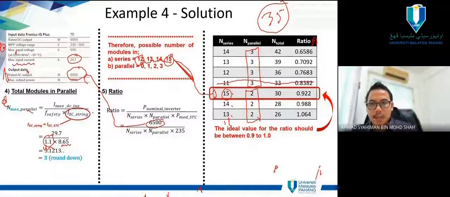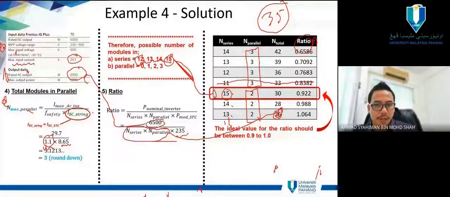So ini kira-kira dibuat macam ni: 2 kali 15, 30, dah 2 je. Lepas tu ini 12, 2, 3, 3, 39, 14 dah 3, 42 dan sebagainya. And then ratio ni dikira daripada ni. So ini adalah total number ni lah, dicedok dari sini lah number ni. Okay. And then 235 ni sebab dia rated voltage. Dan ini adalah inverter.